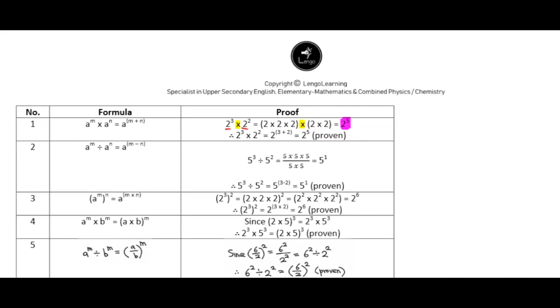And 2 to the power of 5 is actually 2 to the power of 3 plus 2. So 2 to the power of 3 times 2 to the power of 2 is the same as 2 to the power of 3 plus 2. That will give me 2 to the power of 5. So it's proven.